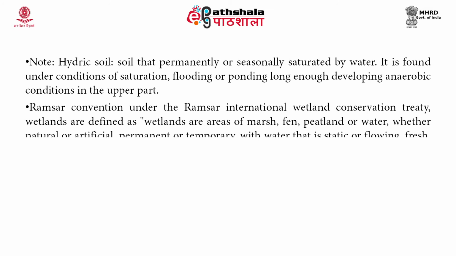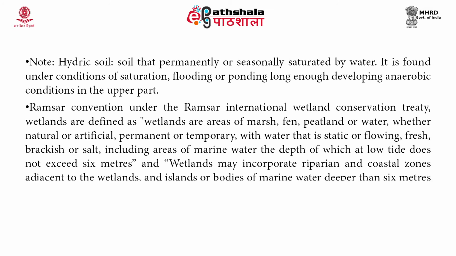Ramsar Convention. Under the Ramsar International Wetland Conservation Treaty, wetlands are defined as areas of marsh, fen, peatland or water, whether natural or artificial, permanent or temporary, with water that is static or flowing, fresh, brackish or salt, including areas of marine water, the depth of which at low tide does not exceed 6 meters. Wetlands may incorporate riparian and coastal zones adjacent to the wetlands, and islands or bodies of marine water deeper than 6 meters at low tide lying within the wetlands.